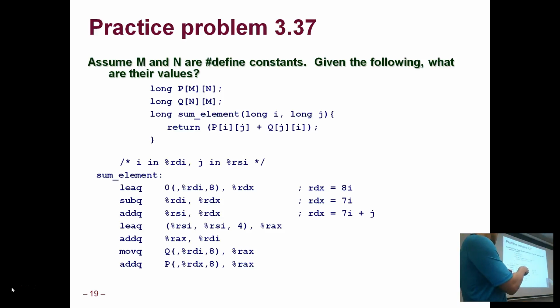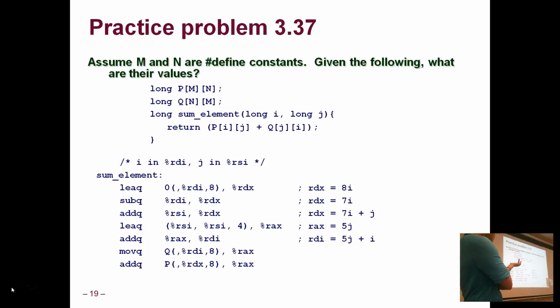This is taking 4 times RSI plus RSI. RSI still has J in it. So this is 4J plus J. This is 5J. So RAX is now 5J. Adding RAX into RDI. RDI still has I in it. You haven't changed it yet. So this is 5J plus I, in RDI now.